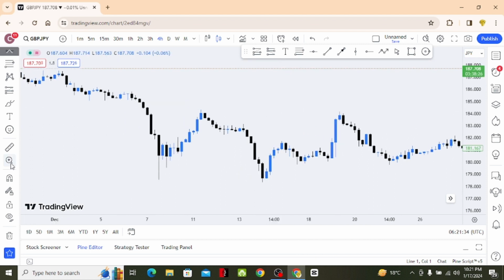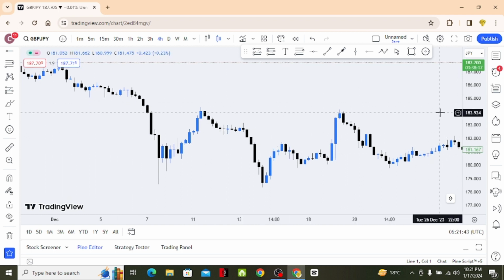I'm on TradingView right now. I'm on GJ, Great Britain pound, Japanese yen, and I'm on the 4 hours time frame. Okay guys, so I spotted a double top. So what I want to do next is to bring out my tool.